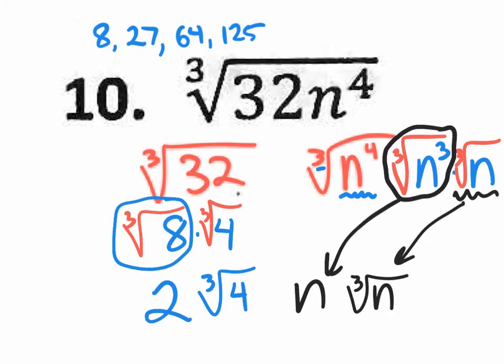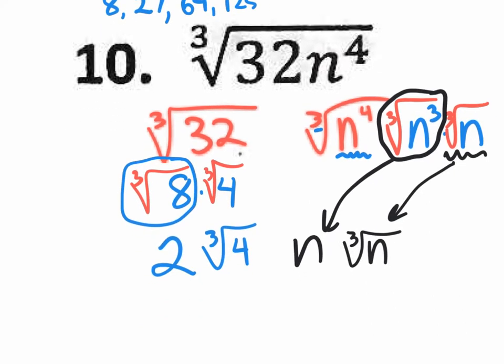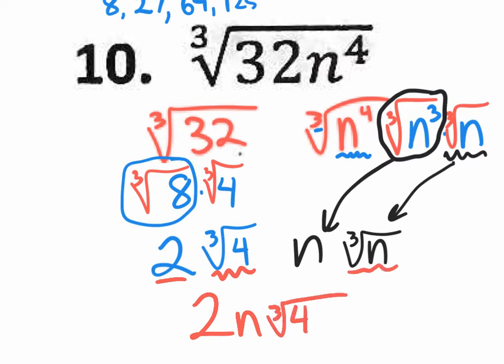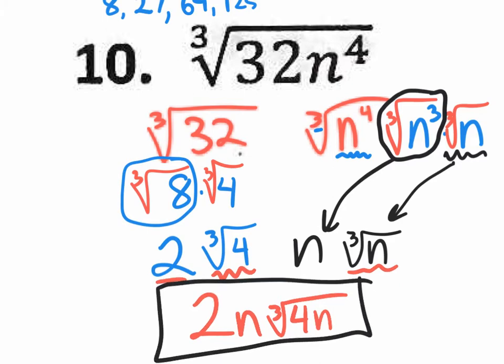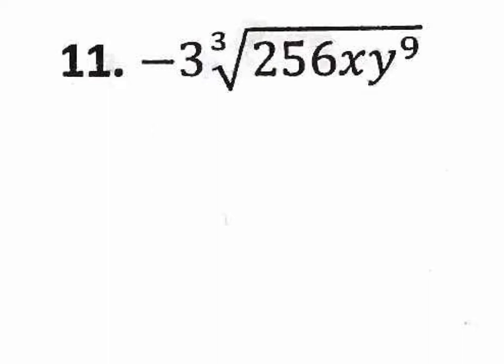So here's our answer. We just need to organize it. So let's put the nice terms out in front. That would be the number 2, the letter n, and then we're going to put the third roots together underneath one single cube root. So I'm going to put 4n right in there. And that is your answer for number 10. Number 11, this negative 3 is just negative 3 times, so I just need to remember to multiply my answer by negative 3. And then I'm going to split up this cube root to each and every term on the inside.